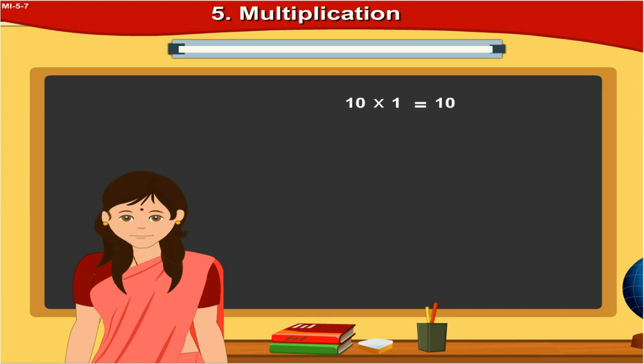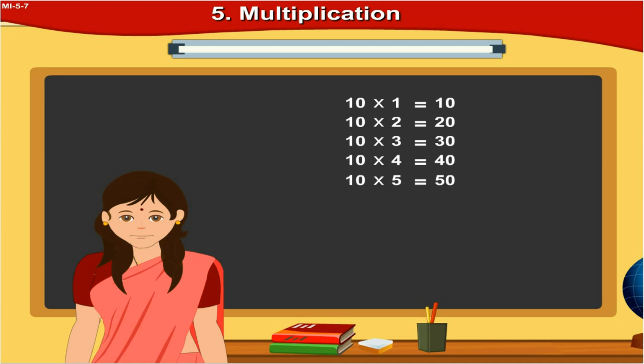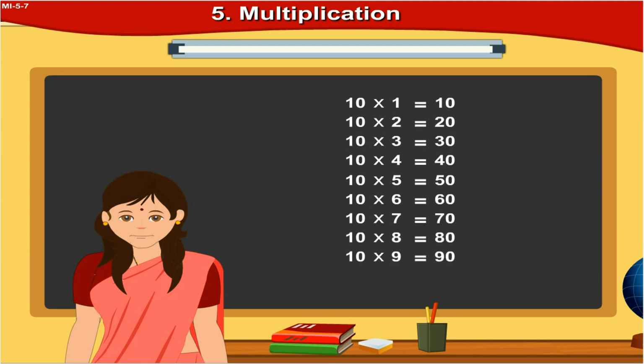Very nice. Now our last table, table of 10. 10 ones are 10, 10 twos are 20, 10 threes are 30, 10 fours are 40, 10 fives are 50, 10 sixes are 60, 10 sevens are 70, 10 eights are 80, 10 nines are 90, 10 tens are 100.